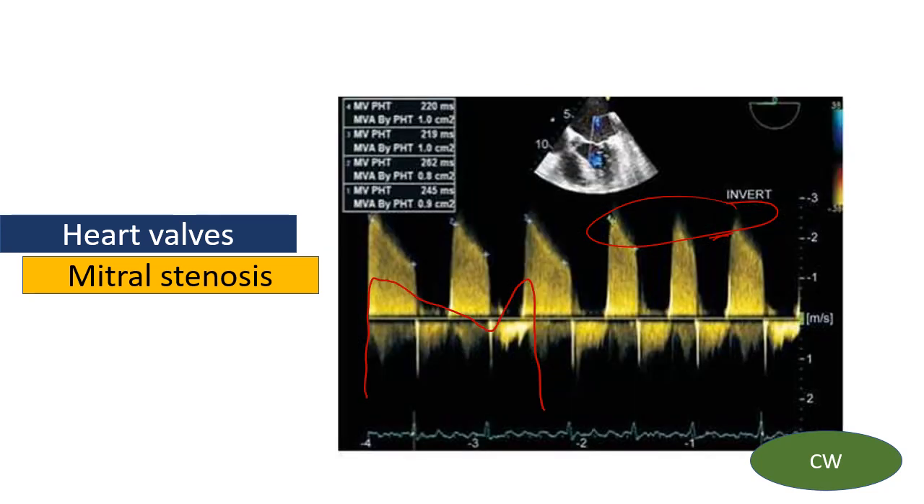This is another example for continuous wave, but here the patient is in atrial fibrillation, so the waves are not the same, and you shall obtain from 5 to 10 separate measurements and obtain the average from all of these readings to obtain the mean pressure gradient.